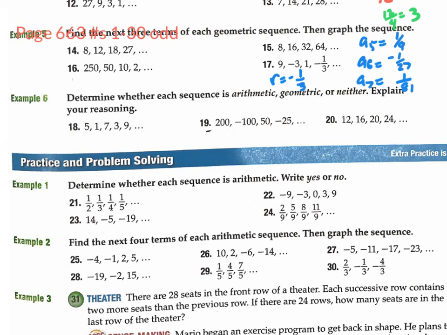Maybe there's a common difference. 1 take away 5 is 4. 7 take away 1 is 6. Nope, no common difference. So this is definitely neither. It's just a list of numbers. It's not arithmetic. It's not geometric. Okay. So I hope you guys could figure it out.